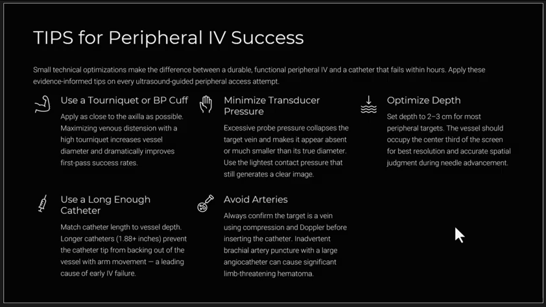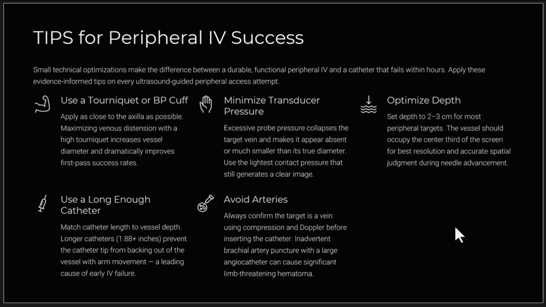Also make sure you're using a long enough angiocatheter. The shorter angiocatheters that are used for cannulating vessels from the elbow, forearm, down to the wrist, those are going to be too small. We want the longer angiocatheters, and that's going to prevent the catheter tip from accidentally backing out of the vessel during the procedure after the patient moves their arm. So we want to make sure we have a long enough catheter to be using in this procedure.